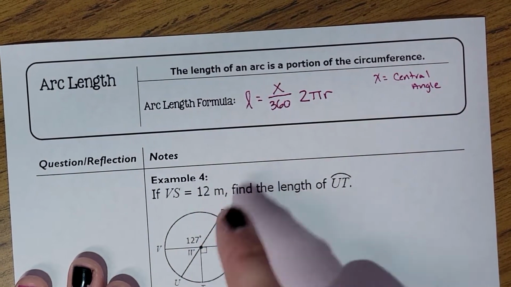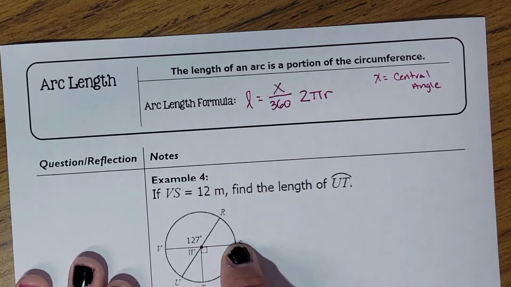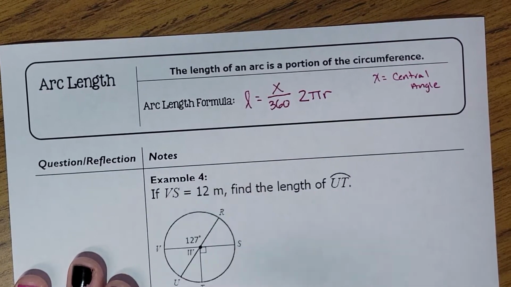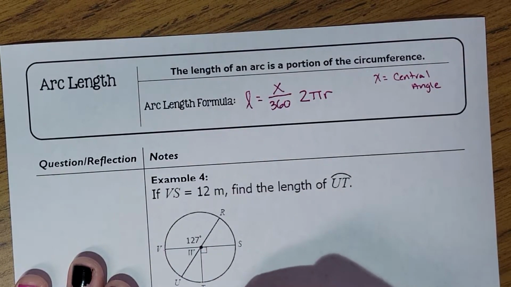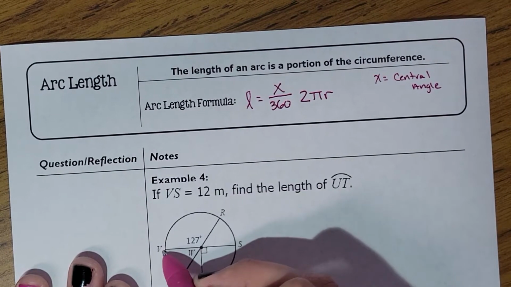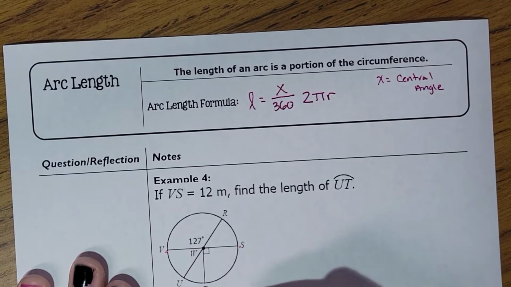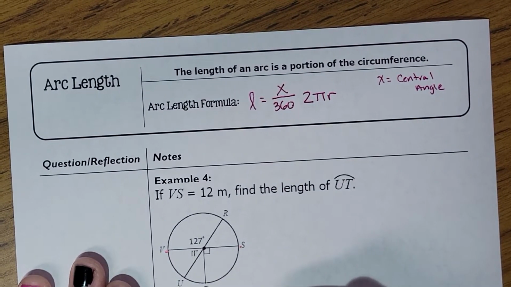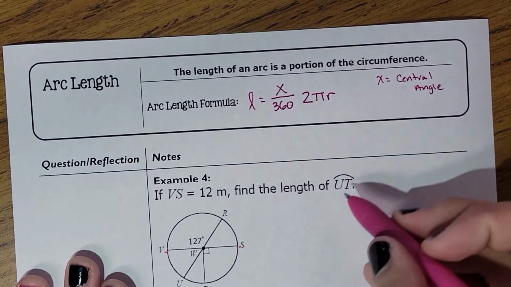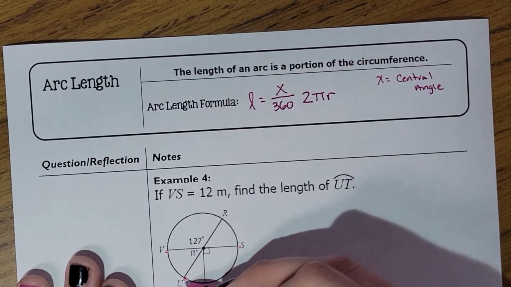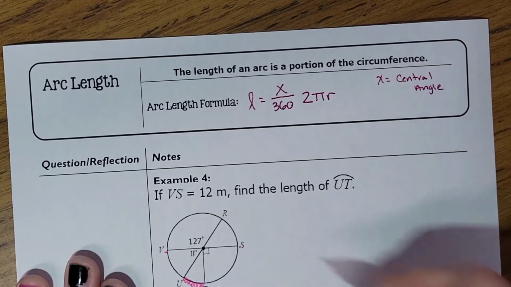So let's look at this one. It says VS is 12. Well, what does that tell me then? VS is from here to here. That means the diameter is equal to 12, right? Here to here is the diameter. And if that's 12, the radius is half of that, which is 6. That's gonna be super important. It says find the length of UT. Here is UT that I'm finding the length of.